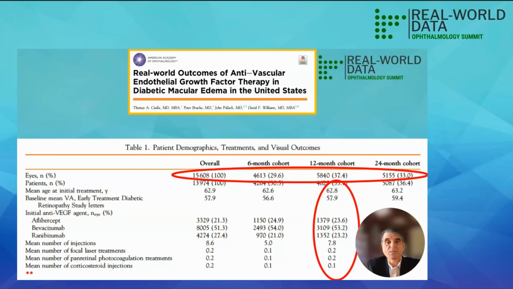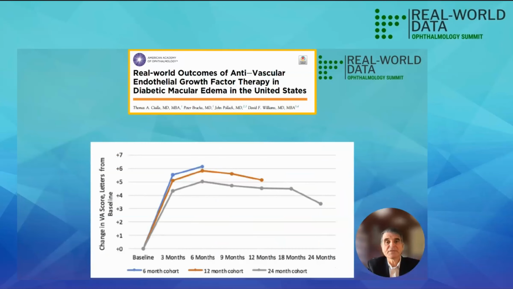In one of these studies, we assessed outcomes with anti-VEGF therapy in diabetic macular edema. In the 12-month cohort, there were nearly 6,000 eyes. They received a mean of 7.8 injections and gained a mean of 5.2 letters. Mean change in vision over time is shown for each cohort. Each group gained approximately 3 to 6 letters.